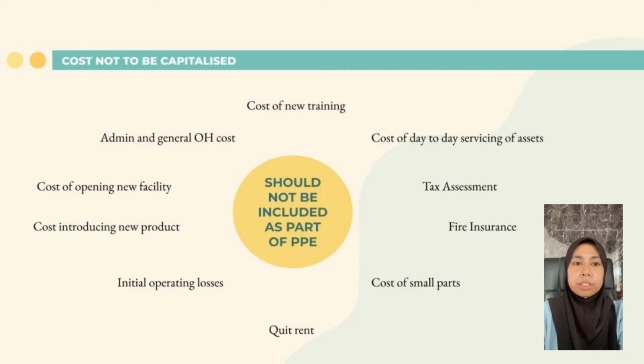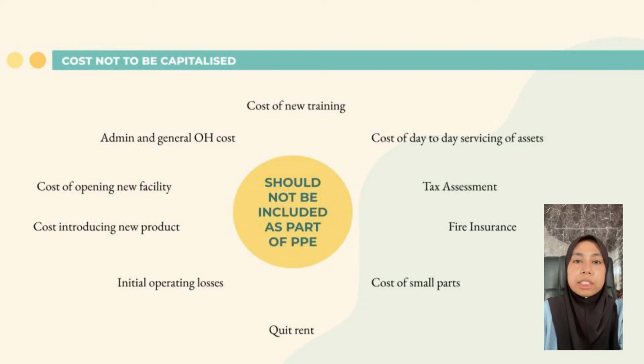There are also costs that cannot be capitalized and should not be included as a part of PPE. For example, admin or general overhead costs, cost of opening new facilities, cost of introduction of new product, cost of new training, initial operating losses, cost of day-to-day servicing of asset, cost of small parts, quick rent, tax assessments, and fire insurance.